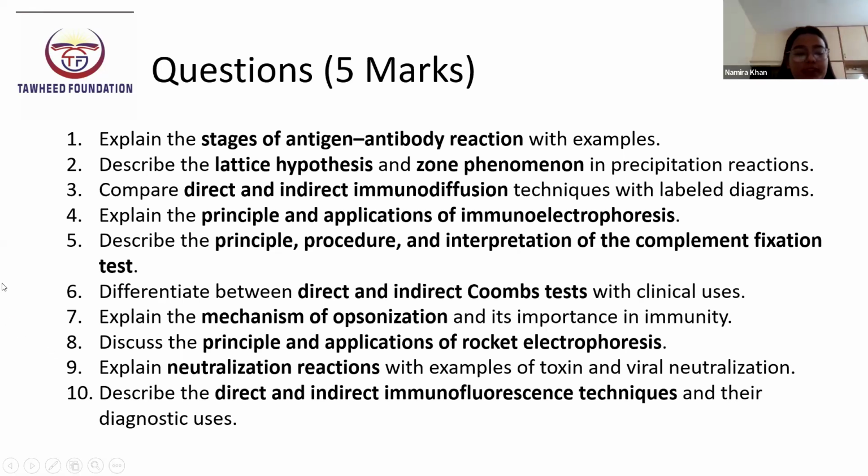So with this, we completed the antigen and antibody reaction part. In the next class, we'll study about RIA, that is radioimmunoassay, and ELISA, enzyme linked immunosorbent assay.